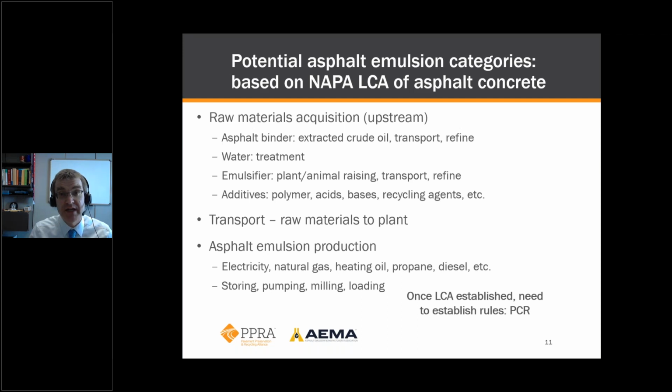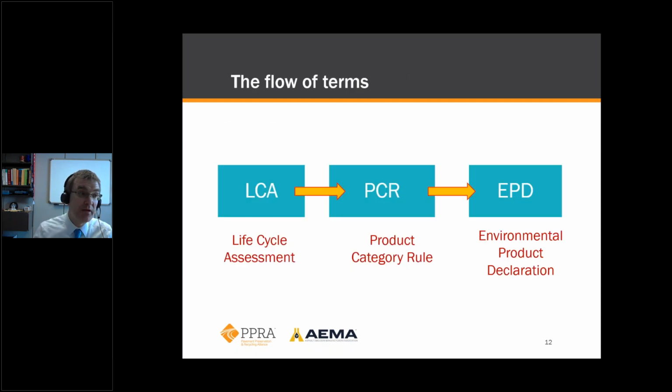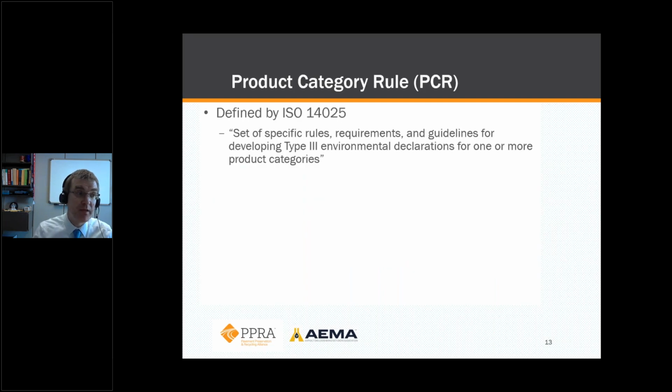Now, once the LCA is established, we need to start establishing rules. And this is where the PCR comes in. So we're going through this flow of terms, and the PCR again is the product category rule. And the product category rule, once you're done with the other two ISO standards, you can take a look at 1425, and the PCR is defined as a set of specific rules, requirements, and guidelines for developing type 3 environmental declarations for one or more product categories.